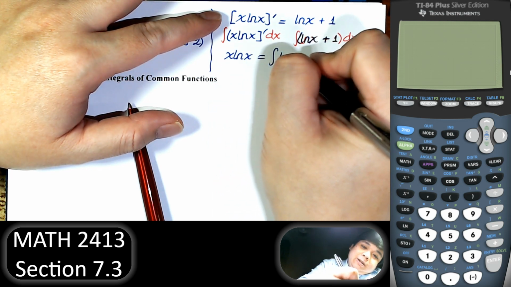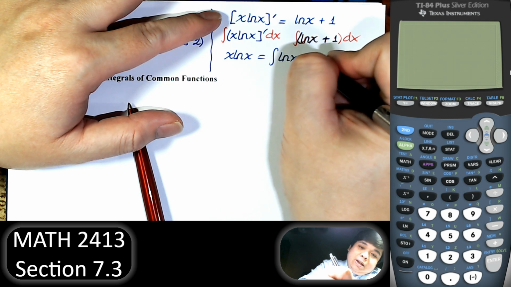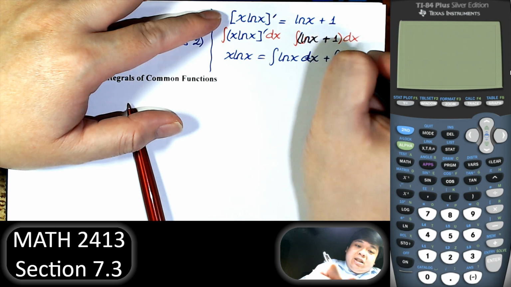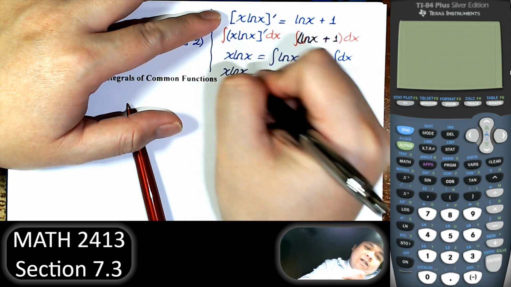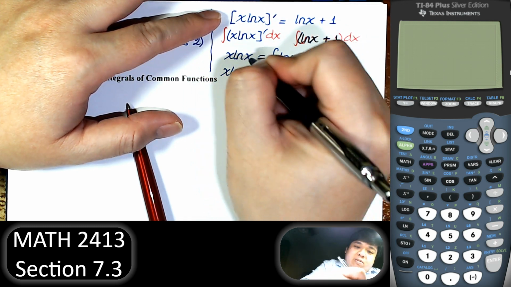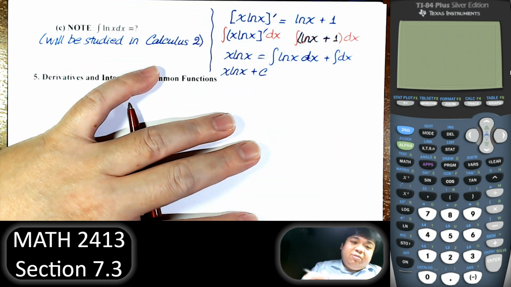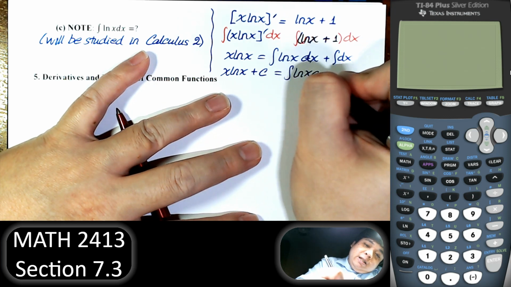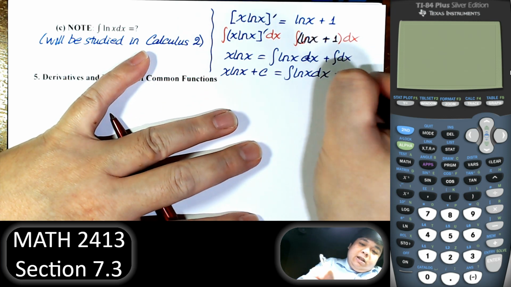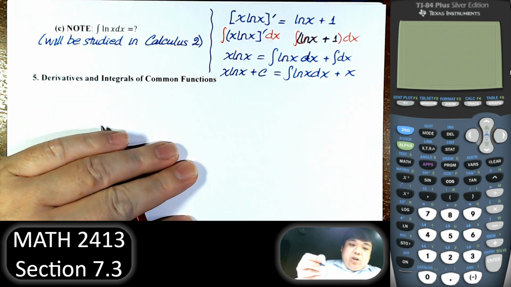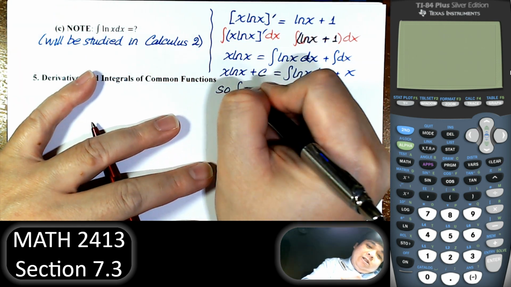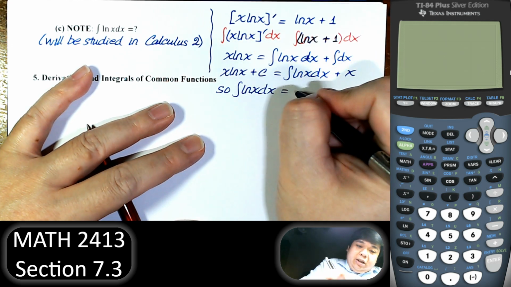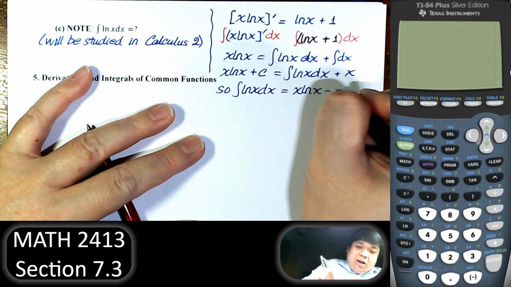into the integral of ln of x dx plus the integral of dx, which is x. So x ln x, yeah, we can do the plus c here, plus constant, which I forgot. And then we have the integral of ln of x dx, and then plus x. So if I move the x over, I do have the integral of ln of x dx is equal to x ln of x minus x plus c.